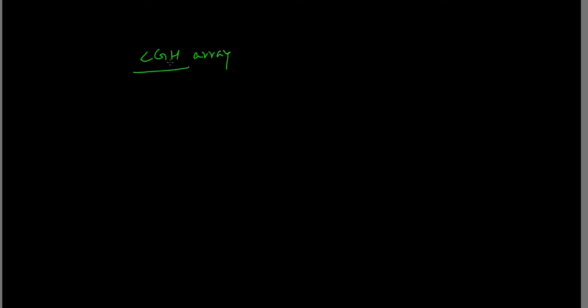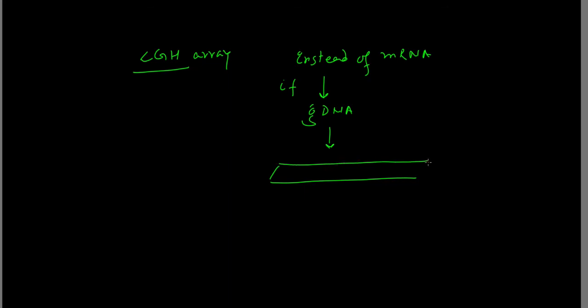CGH stands for comparative genome hybridization. So instead of taking your mRNA, if I take genomic DNA as my starting material, what will I identify? If the sample was normal, I will see the same intensity values throughout the genome. If I take this gDNA and put it on a chip, I will see the same intensity value because I have 2 copies of each DNA fragment.